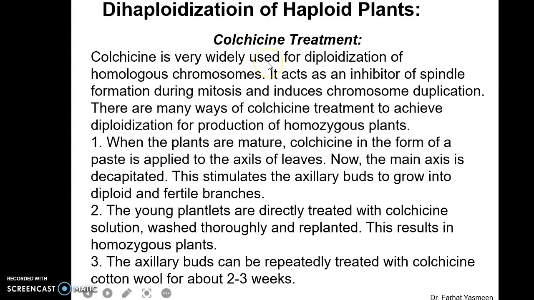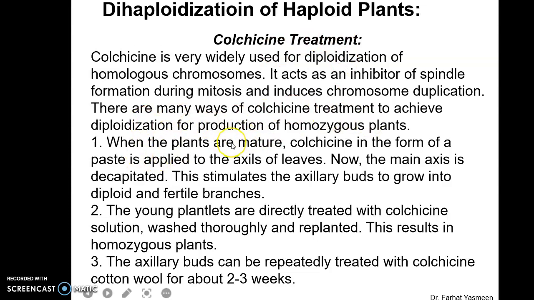Colchicine is widely used in the process of diploidization of the homologous chromosomes. It acts as an inhibitor of spindle formation during mitosis and induces chromosome duplication. There are many ways of colchicine treatment to achieve diploidization for the production of homozygous plants.